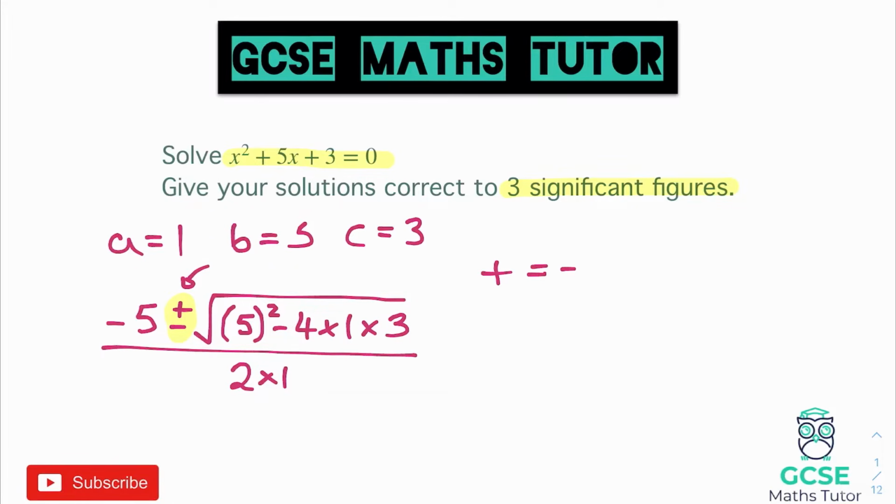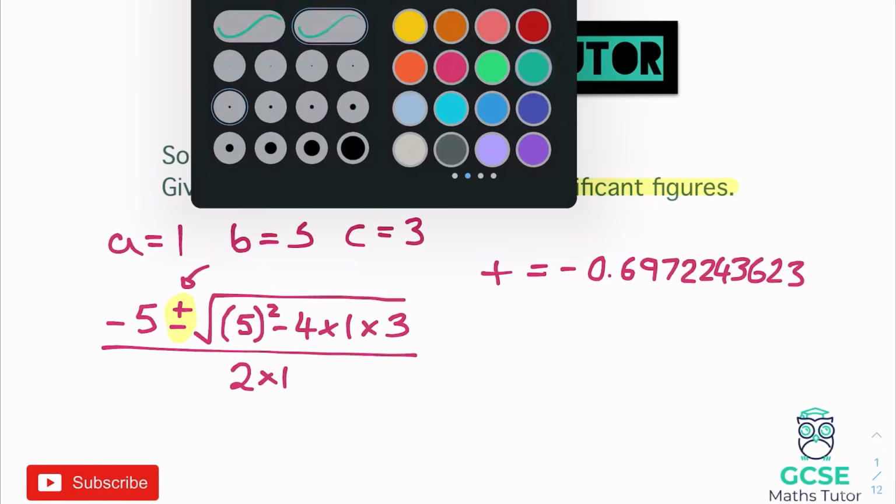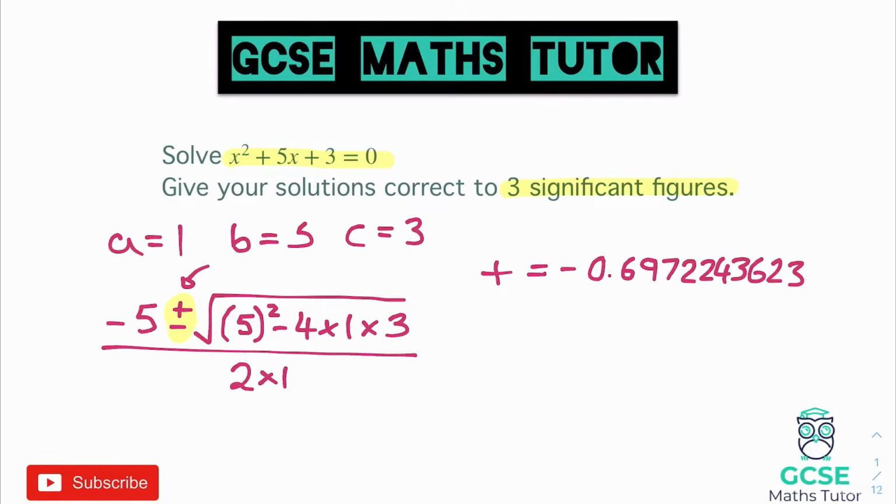And that is equal to negative 0.6972243623. There we go. And obviously in the question here it wants our answer to 3 significant figures, so I'm going to chop that after the third significant figure, so 697, chop it there, and we get an answer here of negative 0.697 to 3 significant figures.